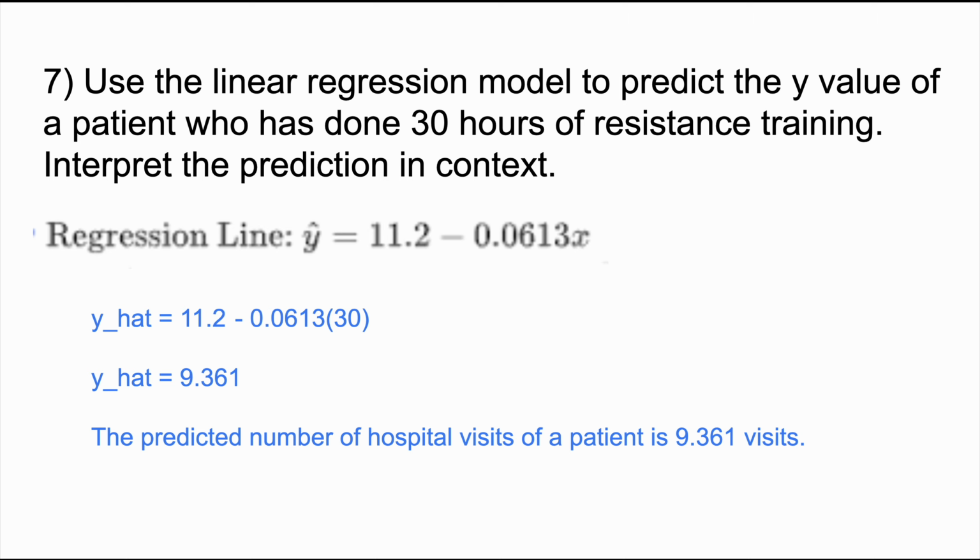So on average, someone who does 30 hours of resistance training is expected to visit the hospital about 9.361 times. It's a theoretical prediction, so it doesn't have to be a whole number, but it's about 9 visits, right? Somewhere between 9 and 10 visits for someone that does 30 hours of resistance training.